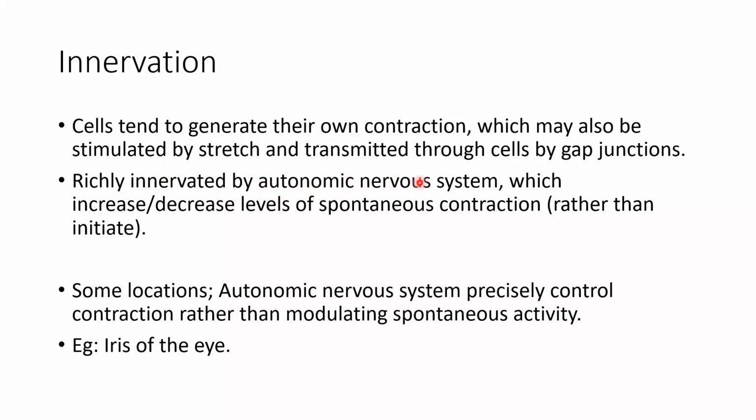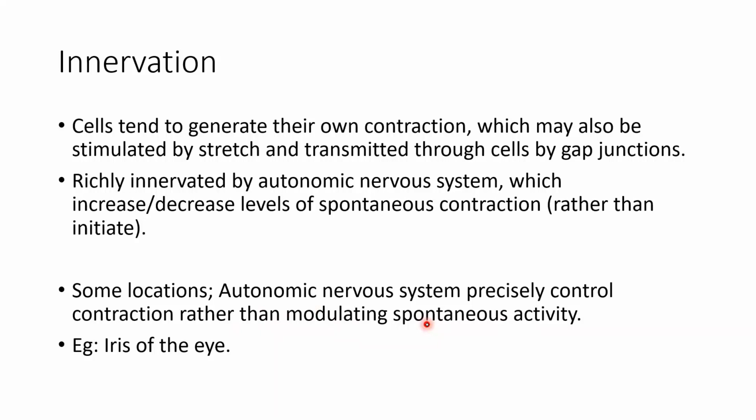Mainly the parasympathetic system. It is innervated, and they increase or decrease the level of contraction. The speed and the strength can be controlled by the autonomic nervous system, and in some cases by hormones. But in some locations, the autonomic nervous system is the main thing controlling their movement rather than just modulating their spontaneous activity.